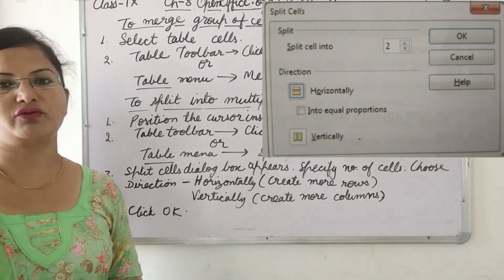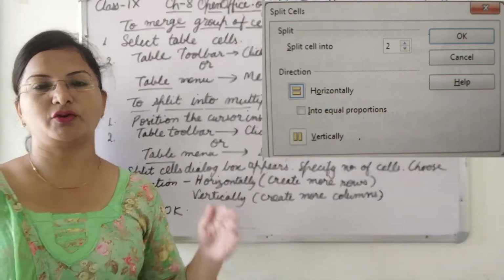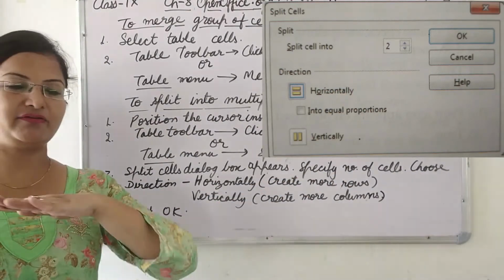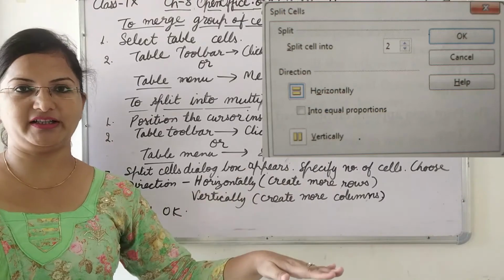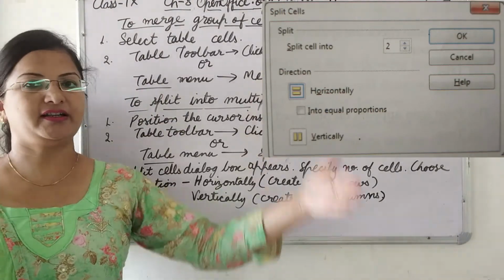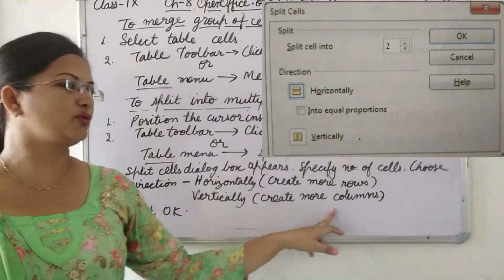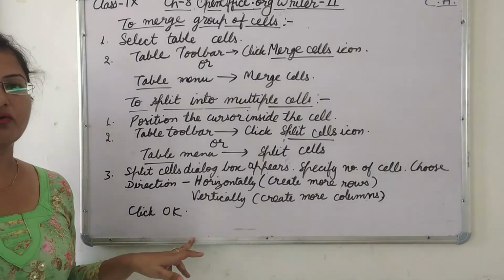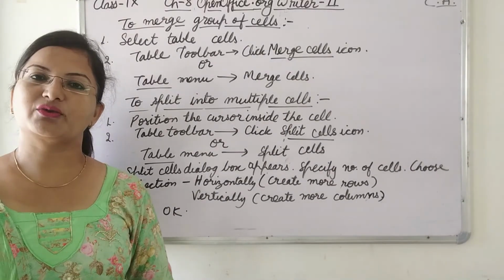There you have to specify the number of cells you want to split into. Then you have to choose the direction also. If you want to split the cell horizontally, that means you want to generate rows. Or if you want to split the cell vertically, that means you want to create more columns. After choosing the direction, you have to click on the OK button.